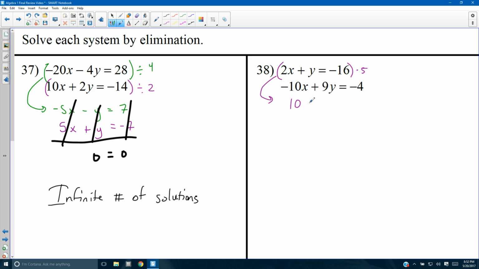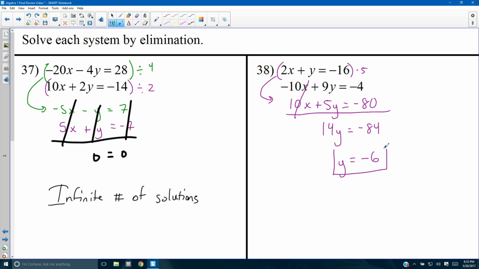2x times 5 is 10x. Y times 5 is 5y. Negative 16 times 5 is negative 80. Okay, number's still kind of big. Not as big as 16 times 9. 10x minus 10x is 0. 9y plus 5y is 14y. This equals negative 84. Divide by 14. This y equals, I think, negative 6. I think that's right. Y equals negative 6 when you divide by 14.